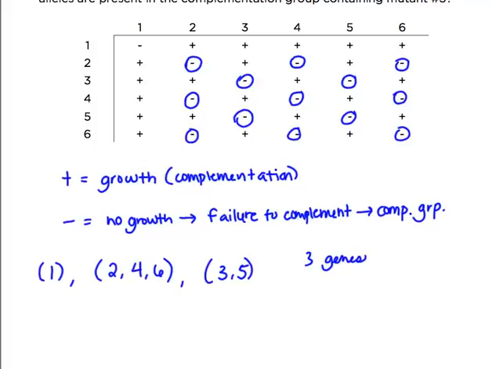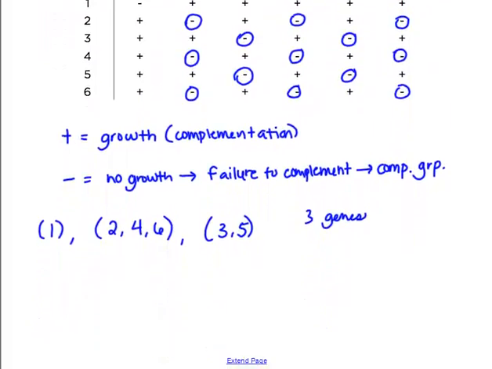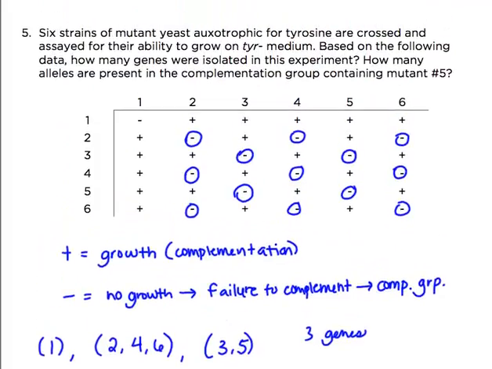And it's asking how many alleles are in the complementation group containing mutant number 5. And we could see here it has 3 and 5, so that is 2 alleles. So the answer here, the first answer is 3, and then the second answer is 2.